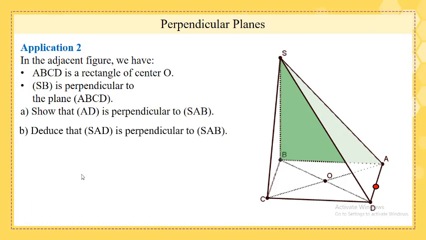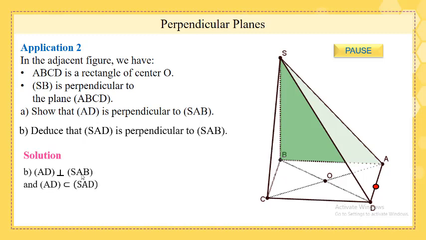Part B. Deduce that plane SAD is perpendicular to plane SAB. Pause the video again and give yourself some time to think. AD is perpendicular to plane SAB as we proved in Part A. And AD is a subset of plane SAD. Thus, we can say that plane SAD is perpendicular to plane SAB.